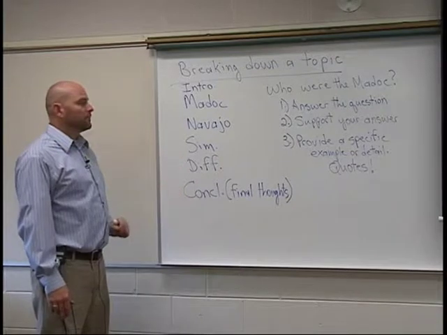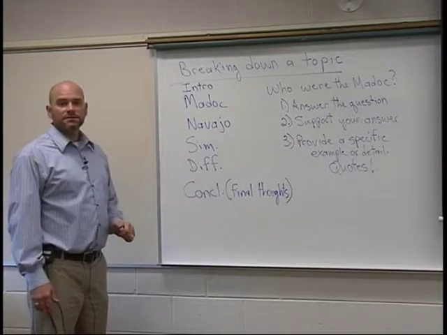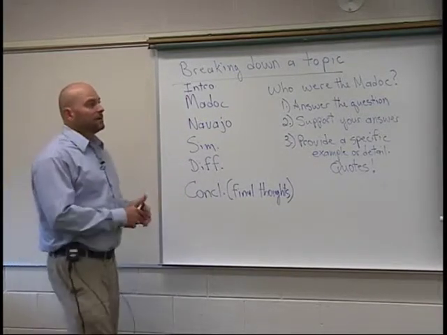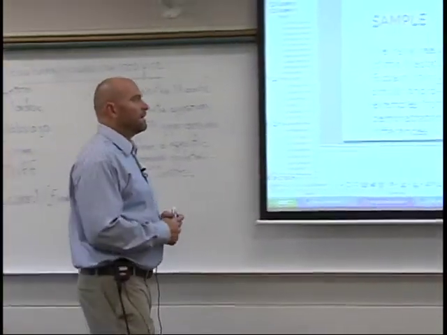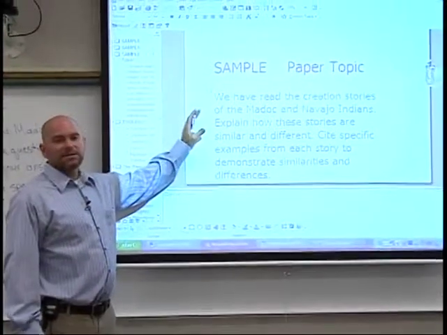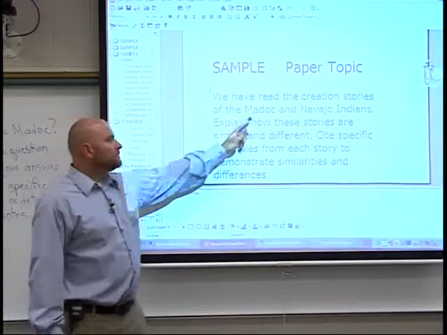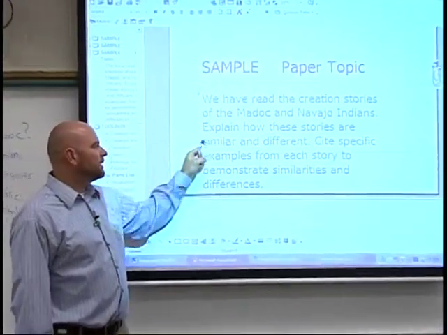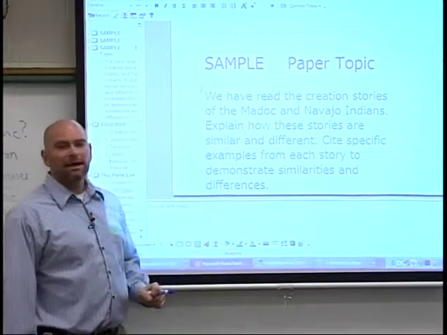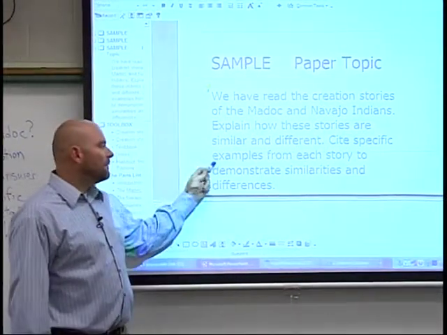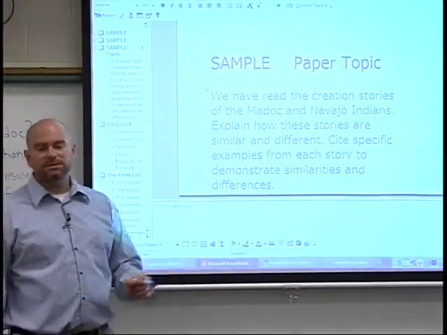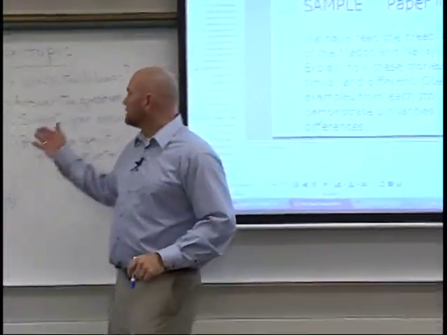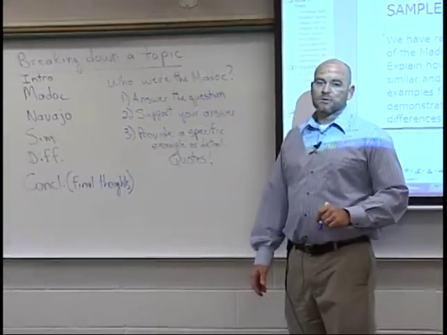Then you will move on to your final thoughts of the paper. So again, when you're writing a paper topic, always look at the paper topic itself, find the nouns, what the paper is supposed to be about, find the action of the paper, explaining and citing, and what the actions want you to do. They want me to demonstrate the similarities and the differences. If you follow this model, you'll have no problems whatsoever.